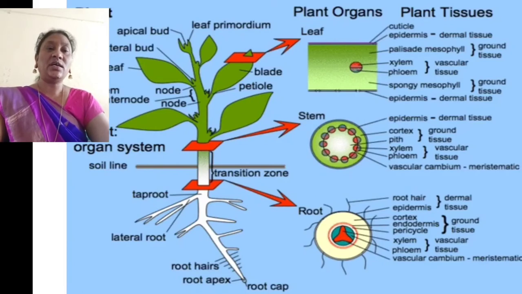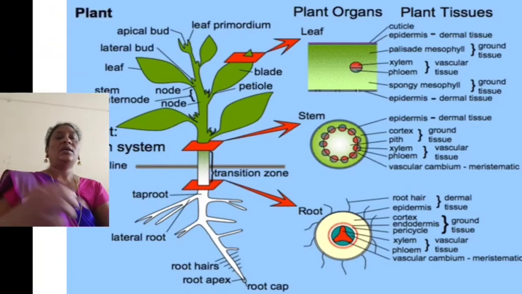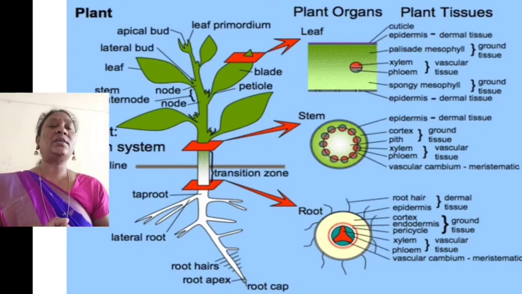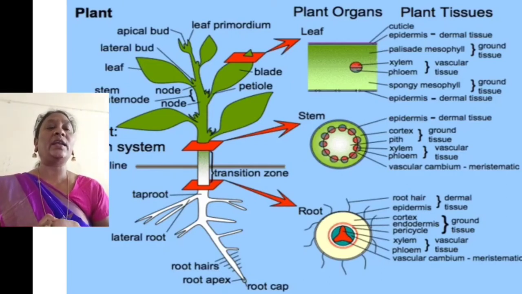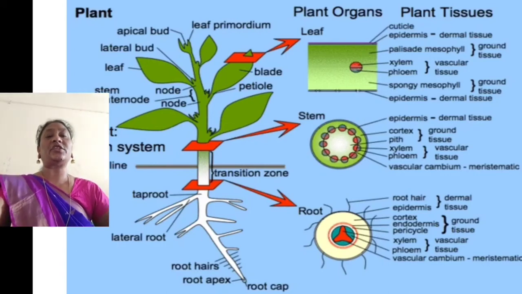You can see here the plant organs, plant tissues. The leaves consist of pore-like structures we call stomata. In the stem we can see the respiratory organs, the lenticels. And in the root, the root hairs. These all act as the respiratory parts of the plant. So this is the process of respiration.